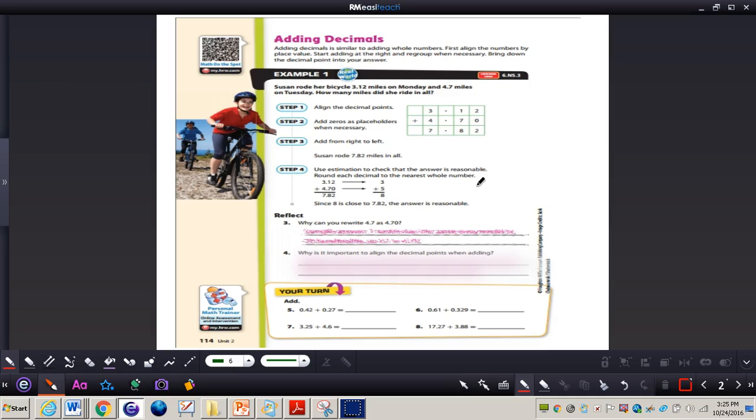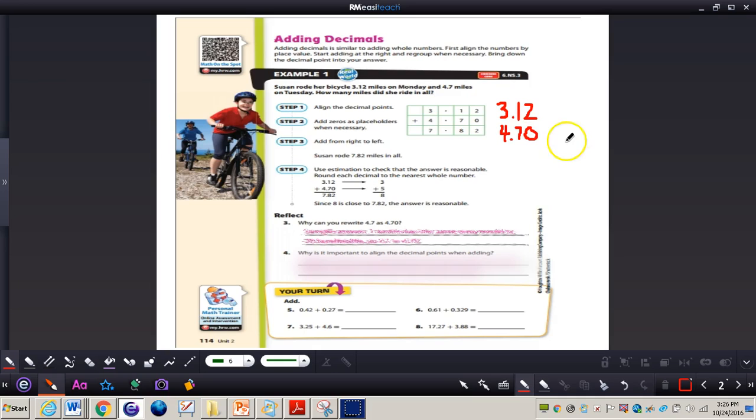So it says, for the problem, Susan rode her bicycle 3 12 hundredths miles on Monday and 4 7/10 miles on Tuesday. How many miles does she ride in all? So the first thing we need to do is align the decimal points. We can add the zeros as placeholders when necessary. So if we were to write this out, 3 12 hundredths, and then we have 4 7/10, we'll have a 7 there, and we get a little confused right here.